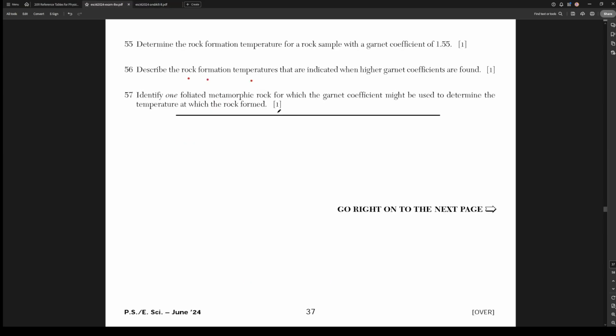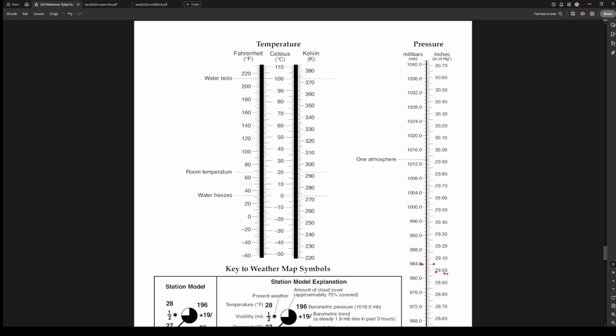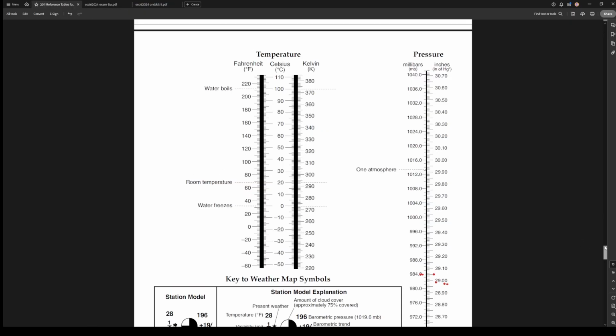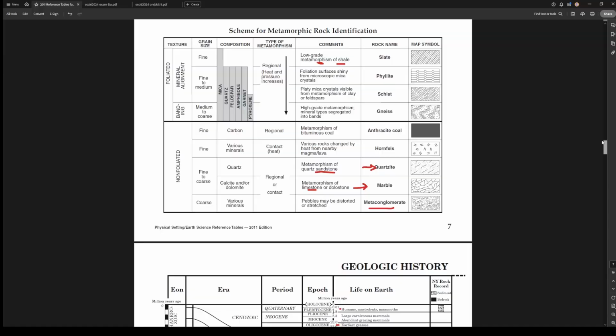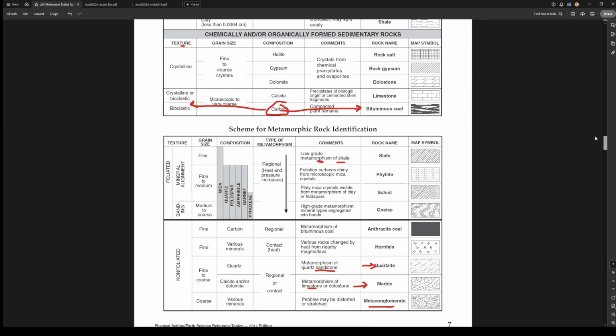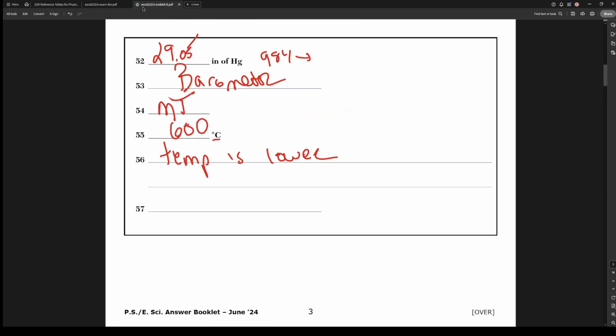Identify one foliated metamorphic rock for which the garnet coefficient might be used to determine which temperature the rock formed. Okay, so we need a foliated metamorphic rock with garnet, right? So we're going to go to our rock chart and find metamorphic rock. We needed to have garnet, so here's garnet. So we could pick phyllite, schist, or gneiss. I will write schist because it's a good rock.